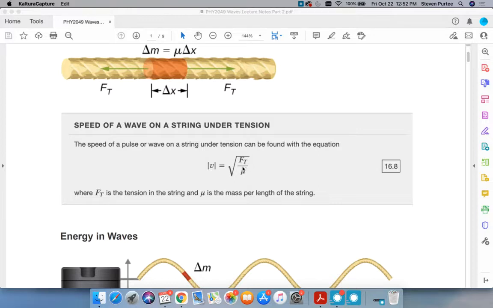What if we increase mu? What if we use a thicker guitar string, increase the mass per unit length, but keep everything else the same? Well, then our wave speed would go down, which means our frequency would go down. That's why thicker guitar strings have a lower tone or a lower pitch.